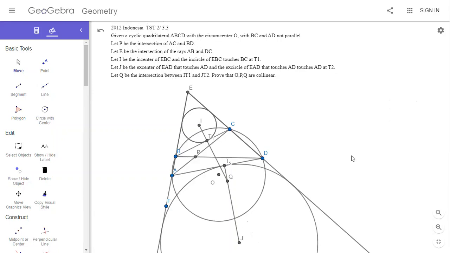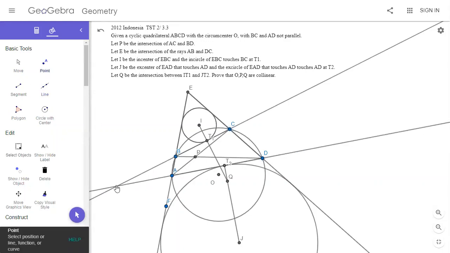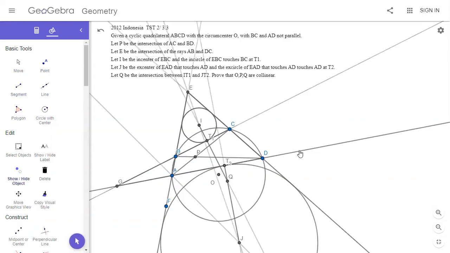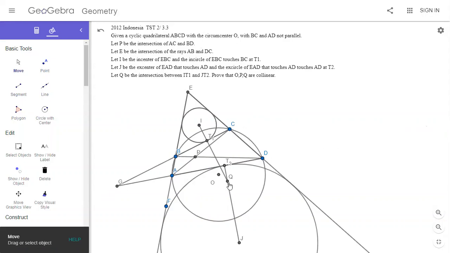So we have a cyclic quadrilateral, and it creates an incircle and an excircle. This feels like Brocard's theorem, doesn't it? So maybe I should let BC intersect AD at a point G. Then OP is perpendicular to EG. So basically, we want to show PQ is also perpendicular to EG, right? That would solve it.